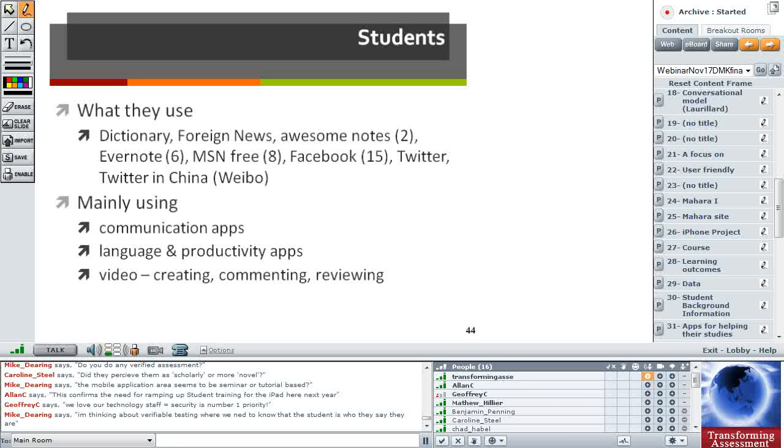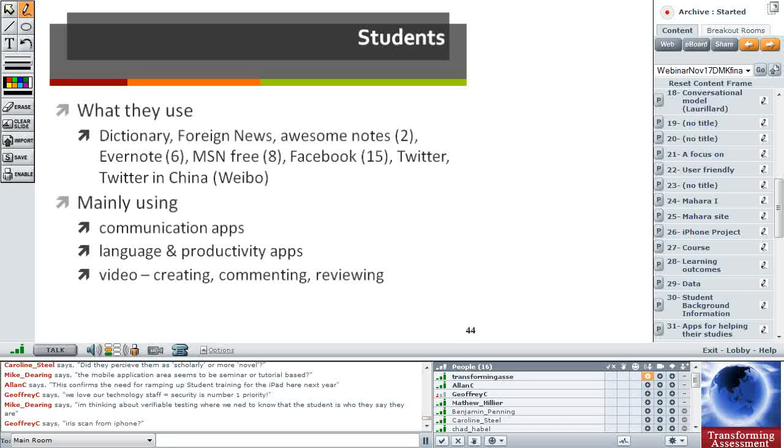What they'd used was, again, a lot of the basic tools. Awesome Notes was quite popular with a small group of students. Evernote was more so. And Twitter in China, because many of our students, remember, were from the mainland, about half the students, and that was extremely popular. And therefore, the communication apps and the language and productivity apps were very strongly used by the student group.